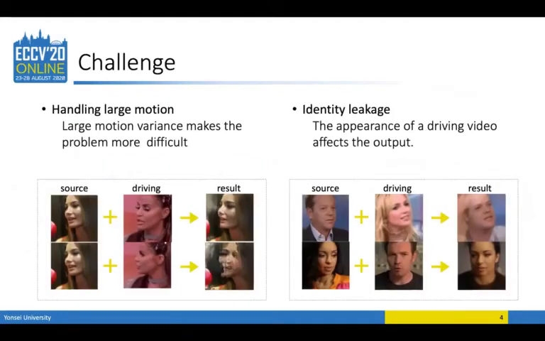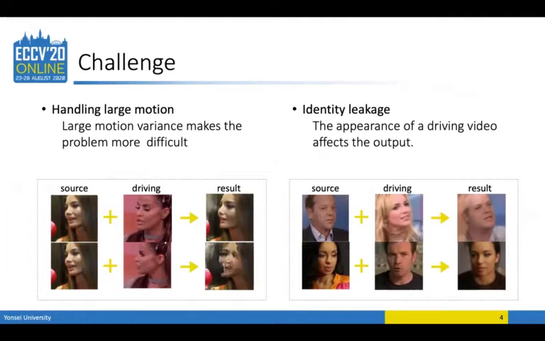In motion transfer, the bigger the movement, the harder the problem becomes. As you can see in the first example, it is more difficult to create a side view than to raise the head slightly from the source image.